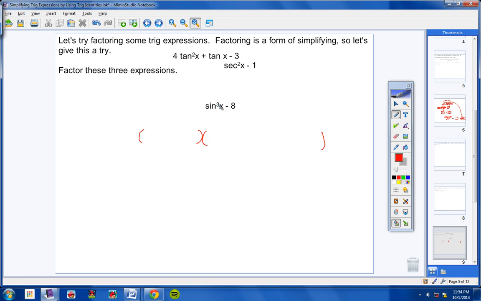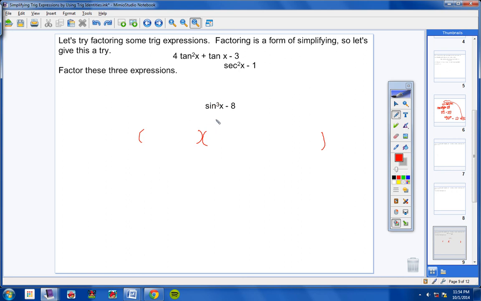By the way, if you want to take the sine out and just put x cubed minus 8, and then when you're all done factoring, put the sine back in, that's fine. I don't feel like it's necessary for this kind of problem here. This kind of problem here is pretty simple, okay, in my opinion, but that's up to you.